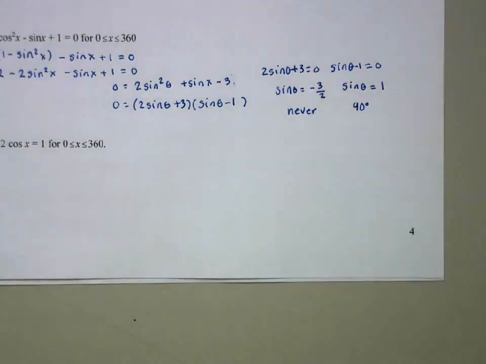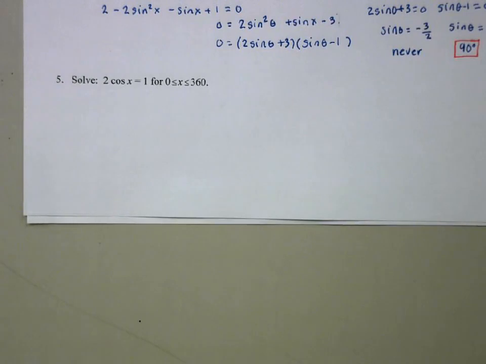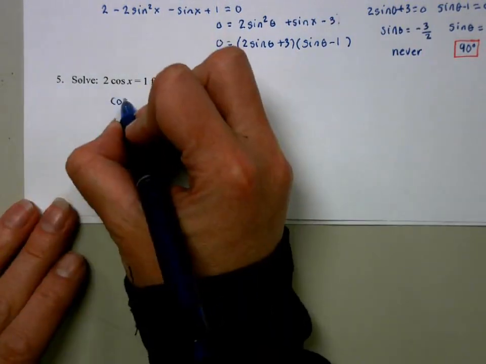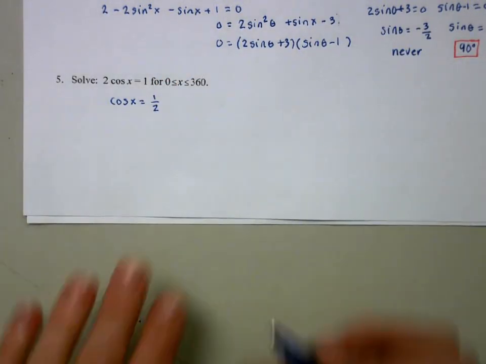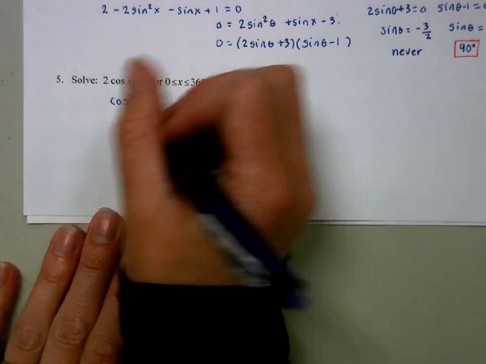The last one, quite simple. Cosine of x is 1/2. For 0 to 360, you're looking at your unit circle. The x values are 1/2 at 60 degrees and at 300 degrees.